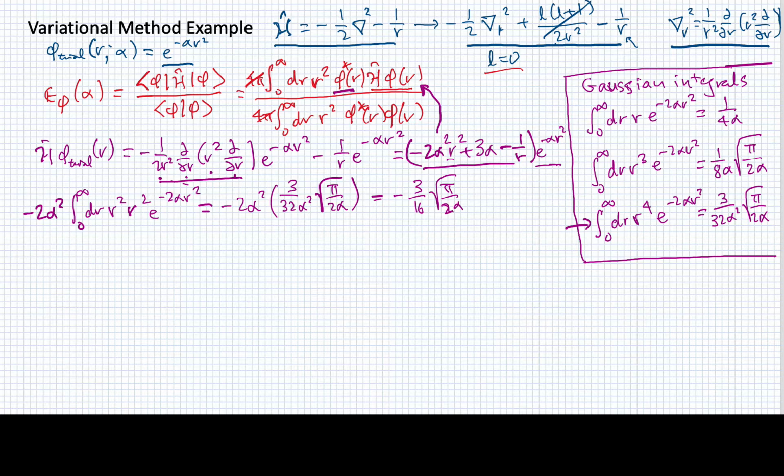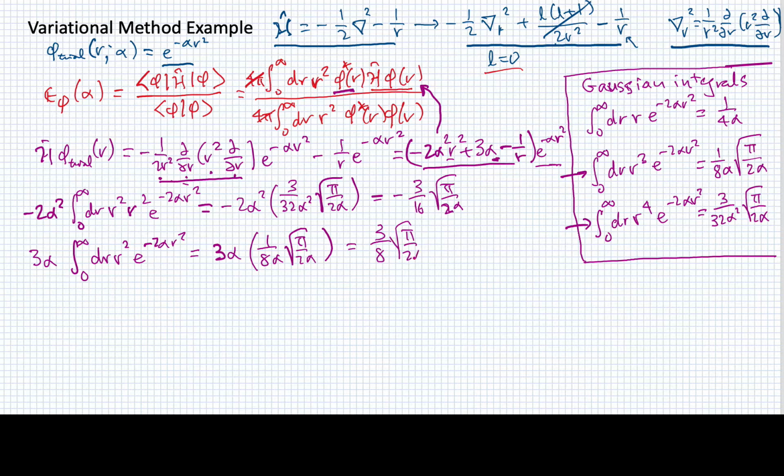All right, for the second term, I'll have 3 alpha times the integral dr r squared, which is the volume element, and then I don't have any terms that involve r over here, so I'll just have e to the minus 2 alpha r squared. This turns out to be the second integral I've got here, so I'll have 3 alpha times 1 over 8 alpha square root of pi over 2 alpha, and when I figure all that out, I'll end up with 3/8 square root of pi over 2 alpha.